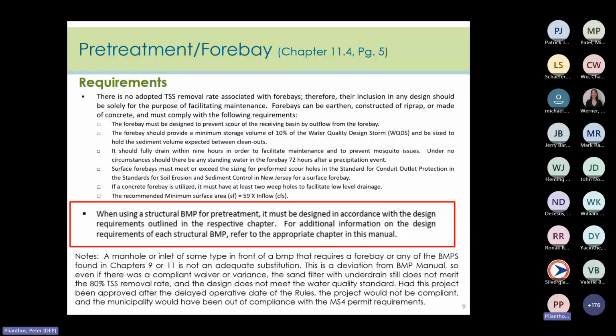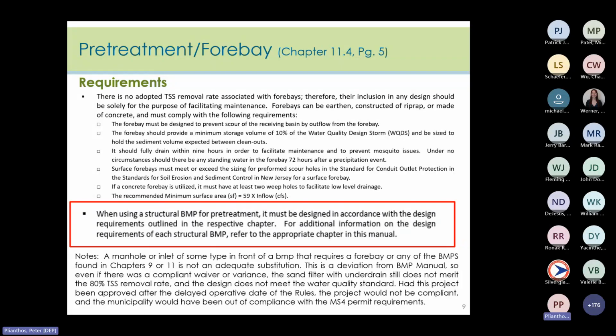The red box highlights the other portion of the manual text, which says you can also use other structural BMPs for pretreatment, but you must follow all of the design criteria in the respective chapter, including the maintenance. To bring this all home, a manhole or inlet of some type in front of a BMP that requires a forebay, or any of the BMPs found in chapters 9 or 11, is not an adequate substitution.